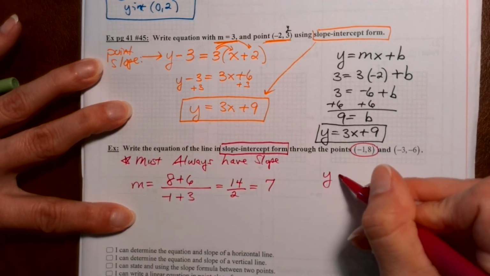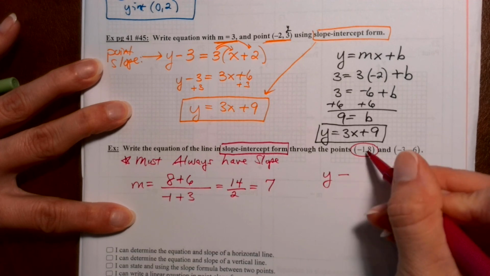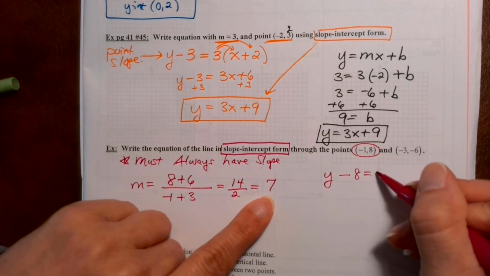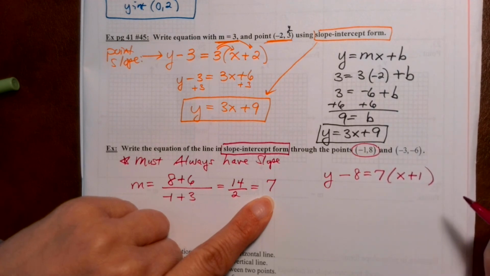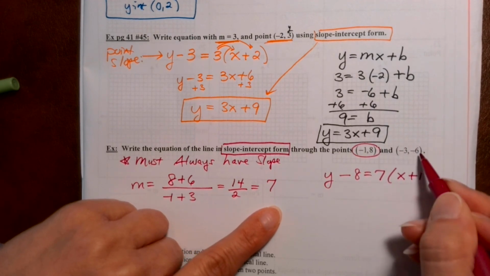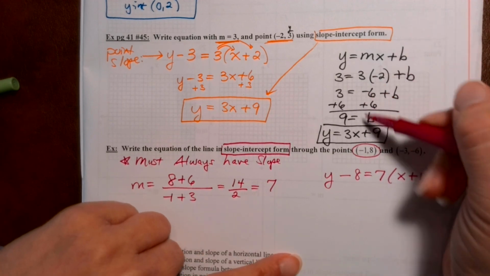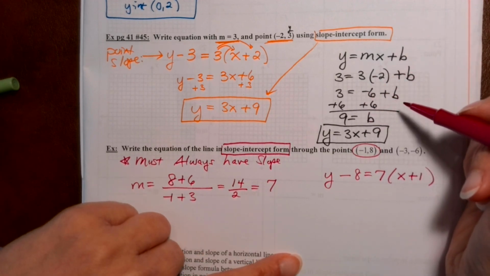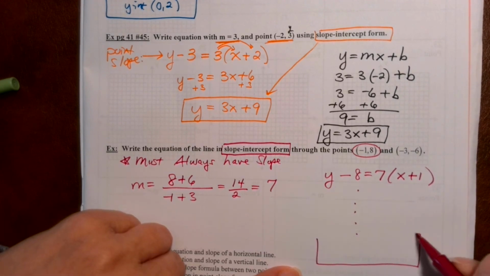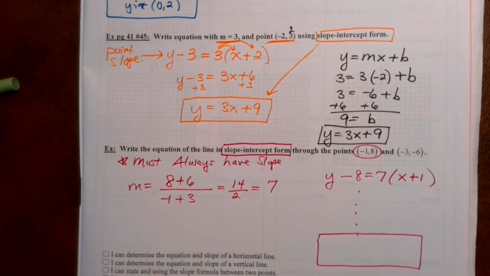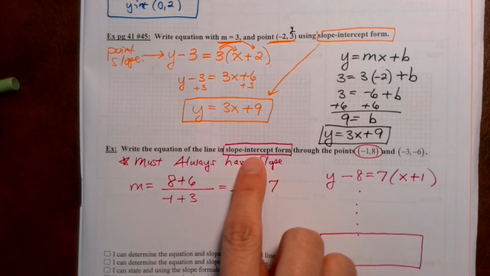Y minus y equals m times x minus x. You could have also used that point. You also could have used y equals mx plus b. Either way, I want to see all your work. And let's see what you get for your final answer in slope-intercept form.